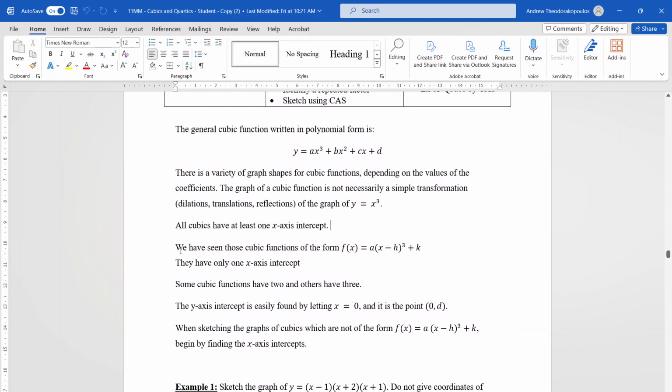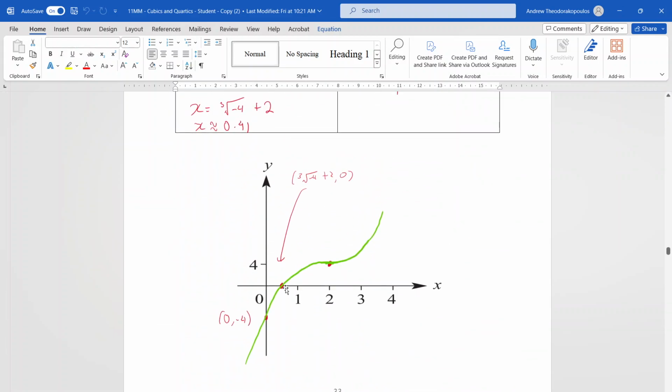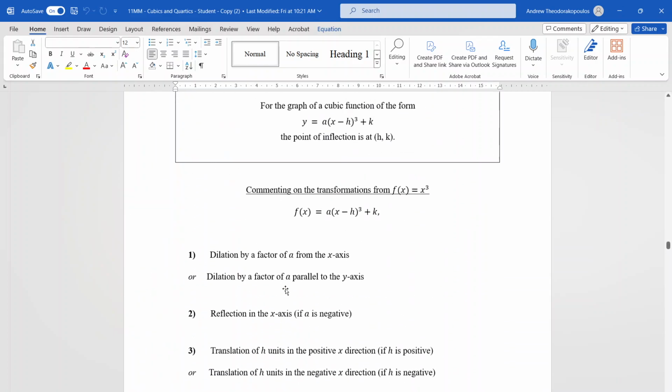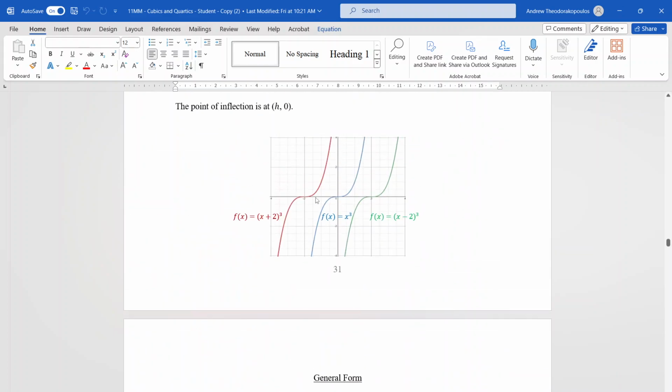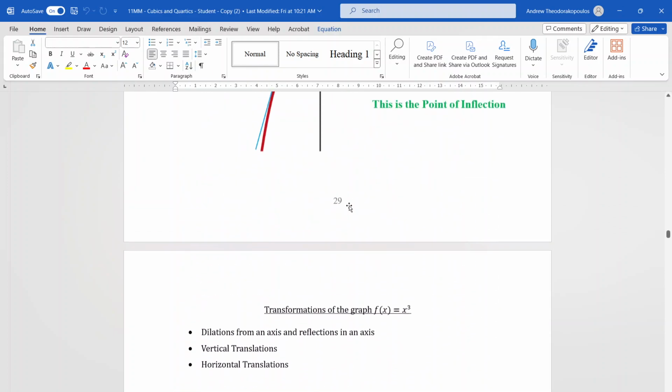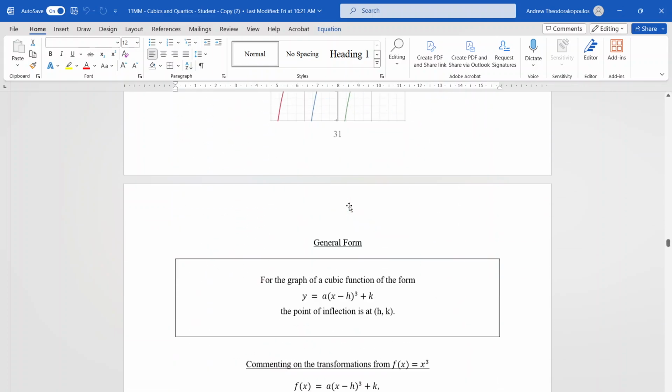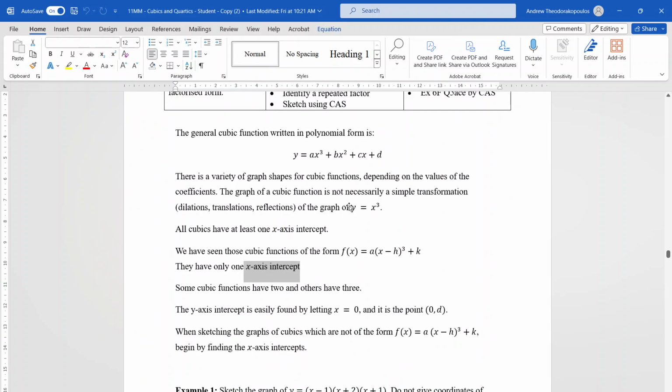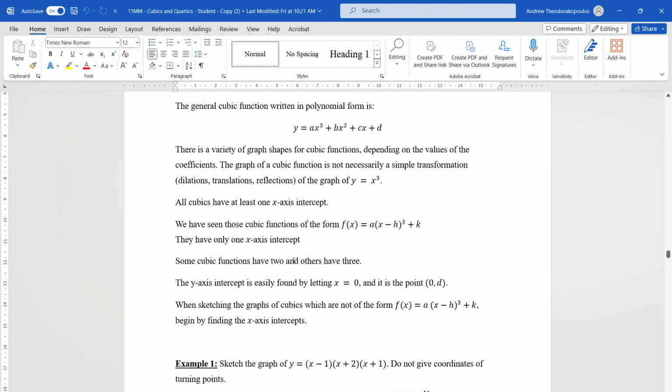So we know that the ones that we looked at last lesson, which were of this form here, only have one x-axis intercept. Just to remind you, let's go back. We had one x-axis intercept here. Or if we sketched some of these, they just hit the x-axis at that line there. Same here, and same here with all these cubics that we're looking at. Only one x-axis intercept. So some cubic functions have 2 and some others have 3.